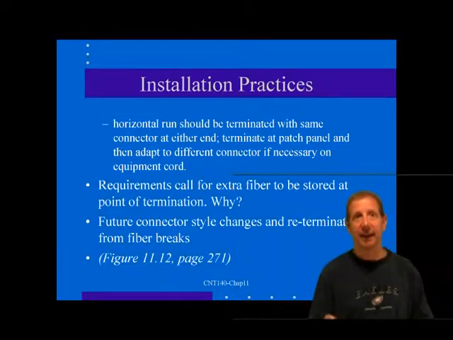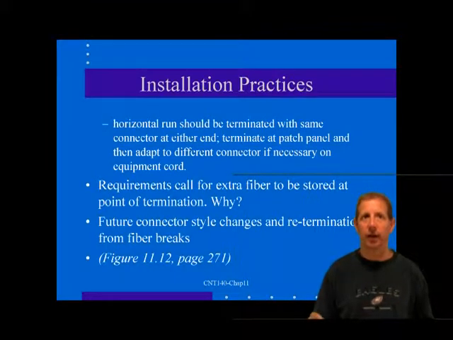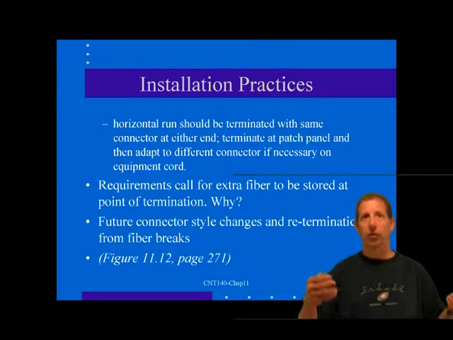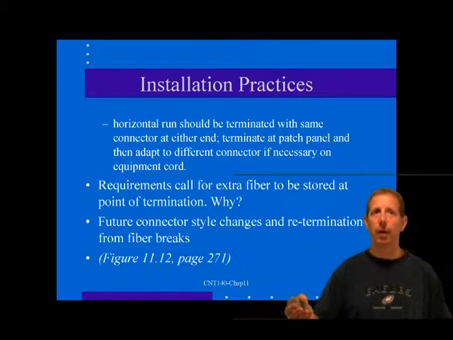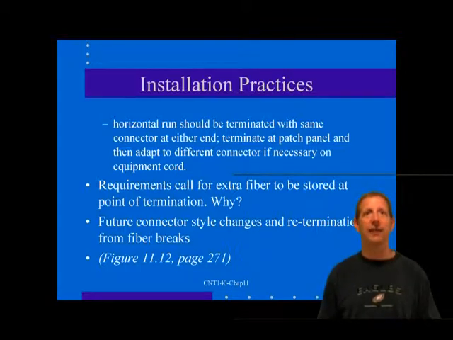It's not to say that an inexperienced installer cannot achieve higher losses than the norms, so specific manufacturer training is quite appropriate. A horizontal or backbone fiber run should be terminated in the same style of connector at either end, unless there are compelling reasons to do otherwise. In most cases, fiber cabling runs should terminate in a patch field in the TR. The patch panel to the equipment cord is the appropriate place for cable to adapt between different connector types.